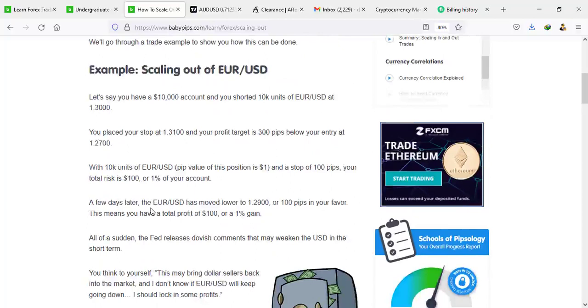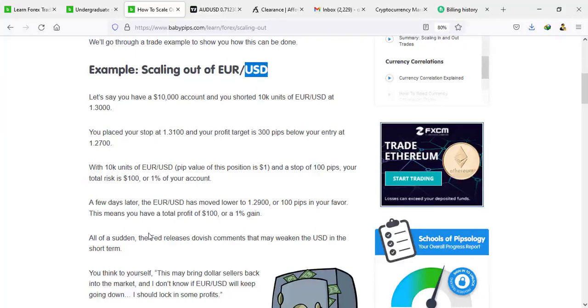Now a few days later, you observe that Euro USD has moved to 1.2900. That is 100 pips in favor of your open position. That is a 1% gain, right? Now all of a sudden, the Fed releases a dovish comment that may weaken USD. Remember, you shorted Euro USD, which means you sold Euro and you are buying US dollar. Now the Fed is releasing a comment that shows that this currency you are buying might get weak. So if it gets weak, what will happen? People are going to buy Euro and offload US dollar, right?